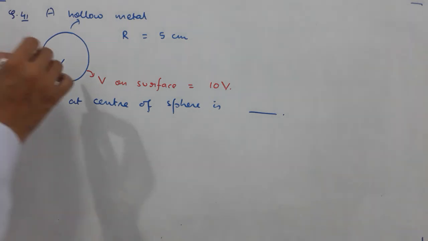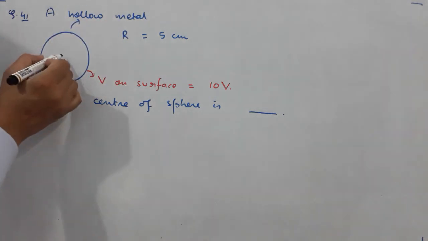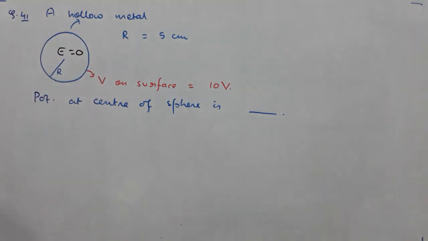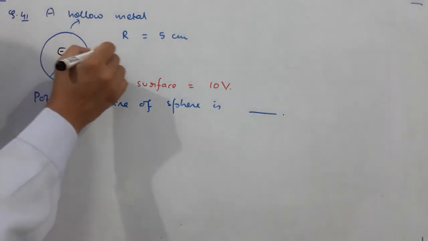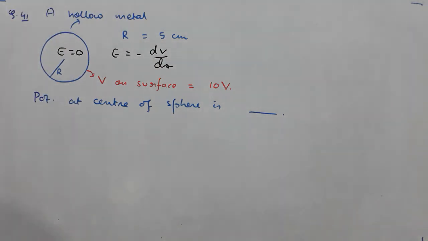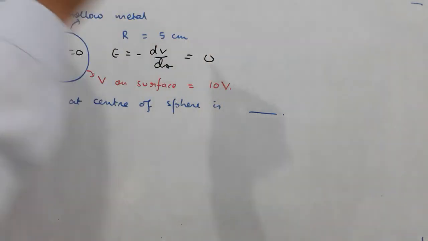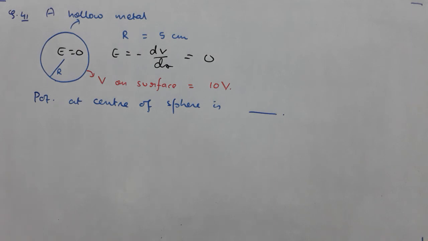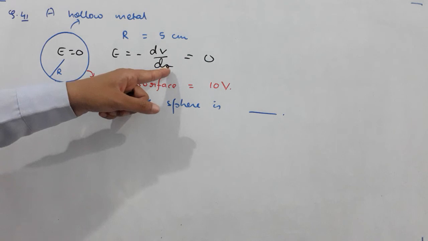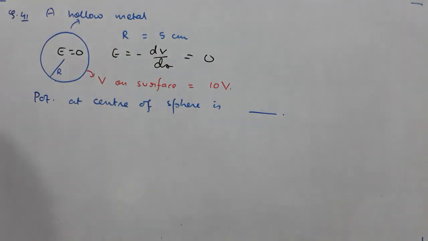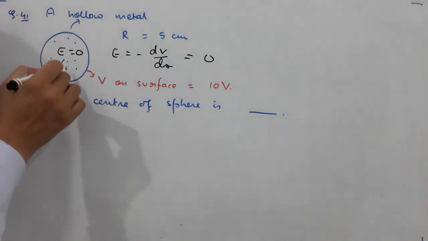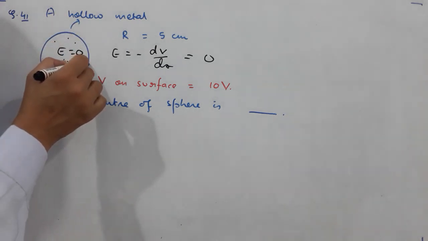Now just now we discussed, since this is metal and there is no charge inside, the electric field inside this metal must be how much? 0. And we know E is minus dV upon dr. Since E is 0, dV by dr becomes 0. Derivative of V with respect to r, if it is 0, that means V must be constant with variation in r. V is constant, so all these points which are inside this cell will have the same potential, and that will be equal to the potential on the surface.